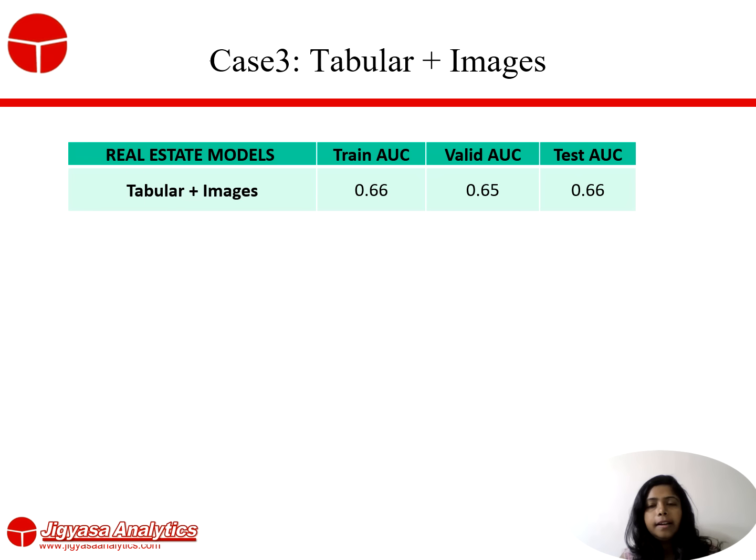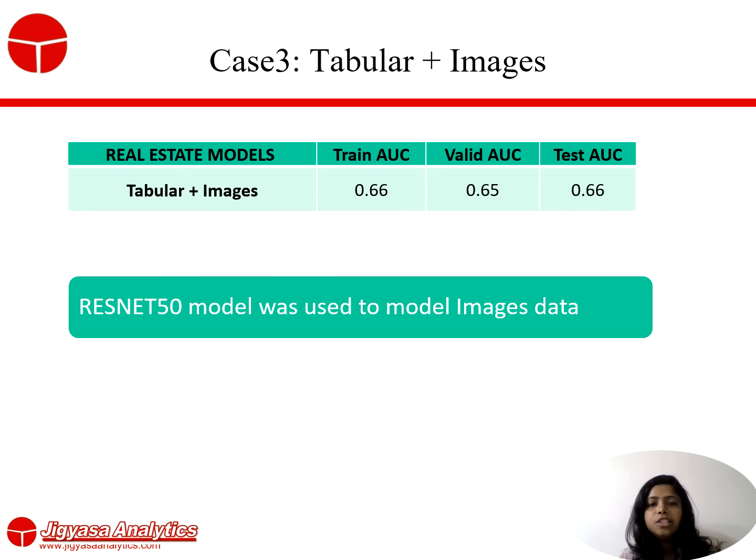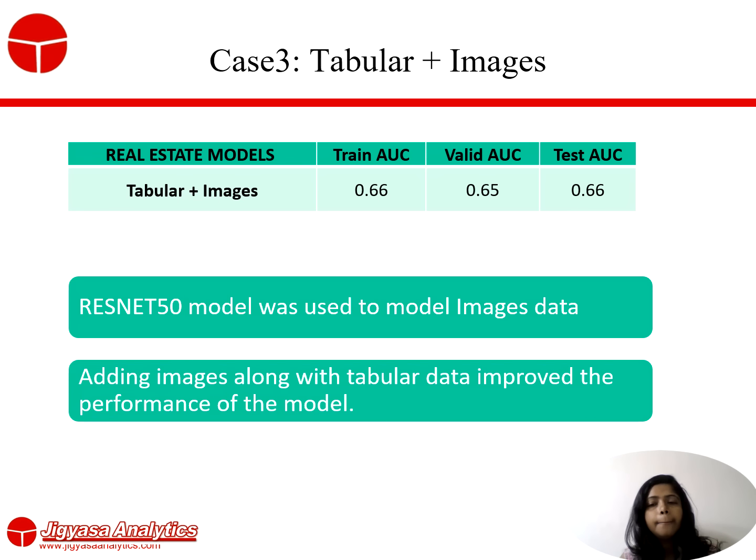The real estate dataset included images of the interior and exterior of the house and property, which we integrated with the structured tabular features. To process image data, we utilized the ResNet model. This result clearly demonstrates that combining image and tabular data significantly enhanced the model performance.